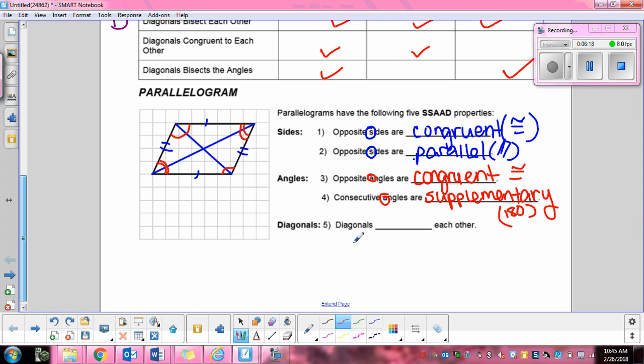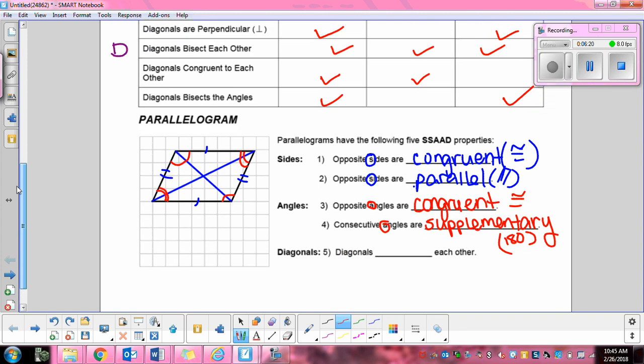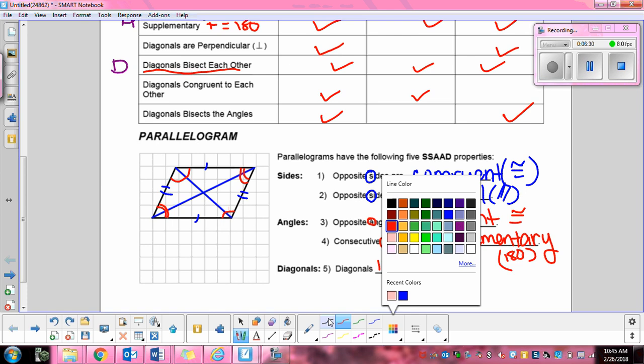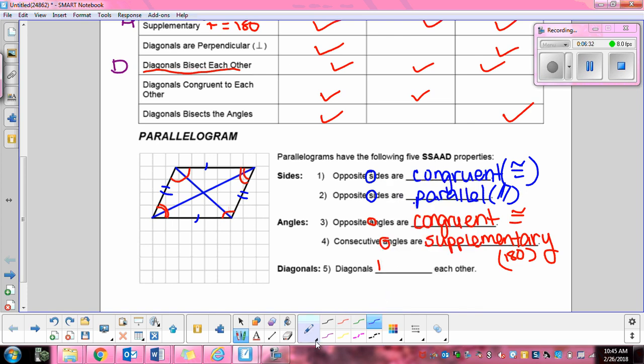Now the diagonals. The only thing that all parallelograms have to have is that the diagonals bisect each other. Let me just change the color. The diagonals bisect each other. So this one is always equal to this part, and this one is equal to this part.